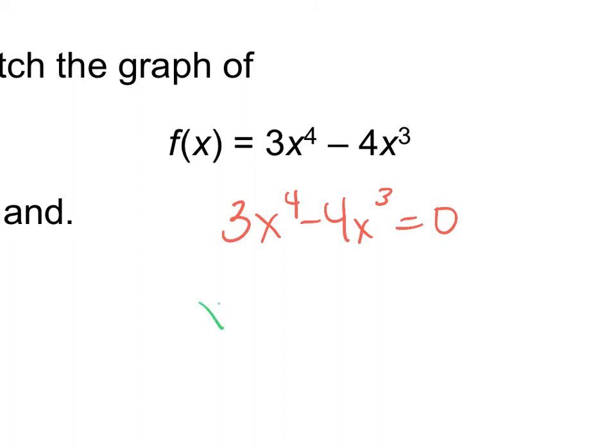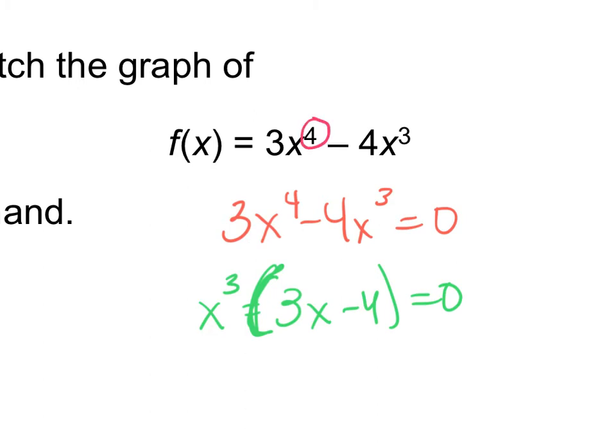X cubed. I can take out x cubed, and I'm left with 3x minus 4 equals 0. Everybody agree? Yes or no? Yes. Okay. Now remember, I told you a little trick. This will tell you how many zeros you're supposed to have. So how many x equals should I have for this problem?